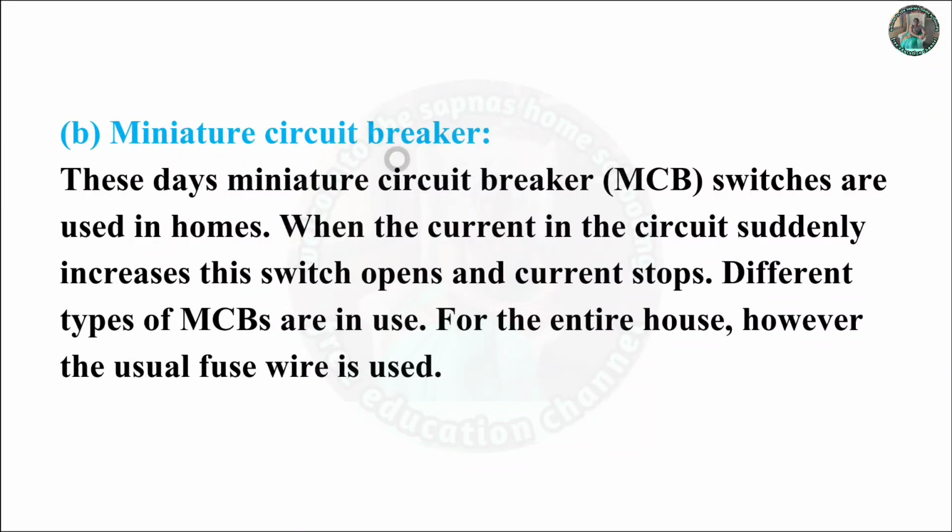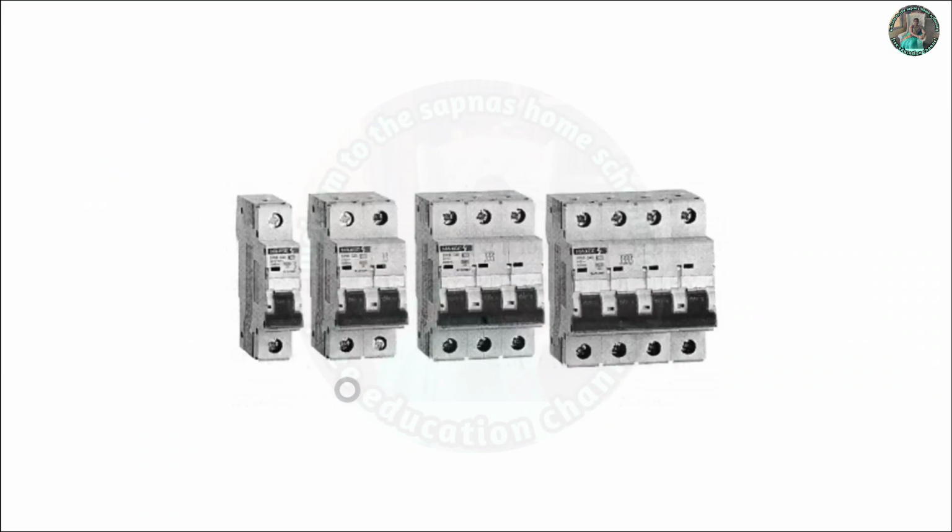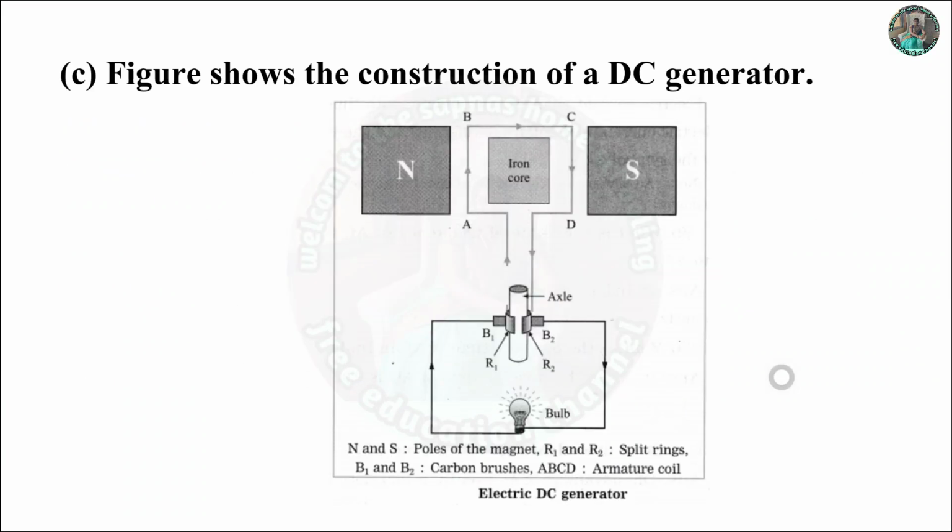Miniature circuit breaker. The second image is of a miniature circuit breaker. These days, miniature circuit breaker (MCB) switches are used in homes. When the current in the circuit suddenly increases, this switch opens and the current stops. Different types of MCBs are in use for the entire house. However, the usual fuse wire is also used. These are some models.